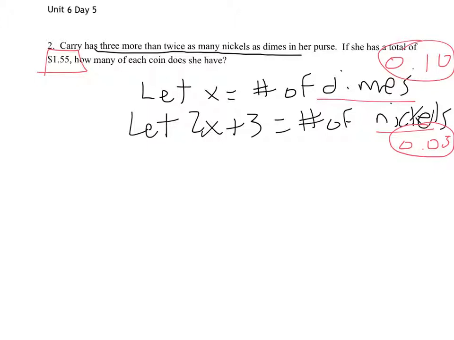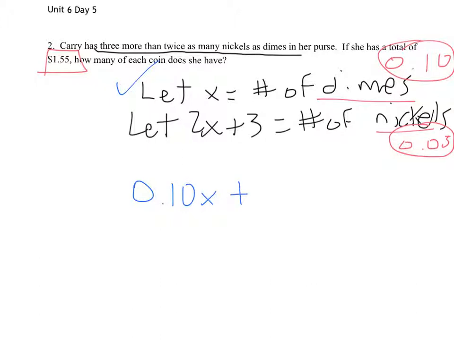So 0.10, and I know I have x number of dimes. So I'm going to take my x and multiply it by 10 cents, since each dime is worth 10 cents. How I write that is 0.10 times x. Alright, so I'm done with my dimes. And now I'm going to do the same thing with my nickels.